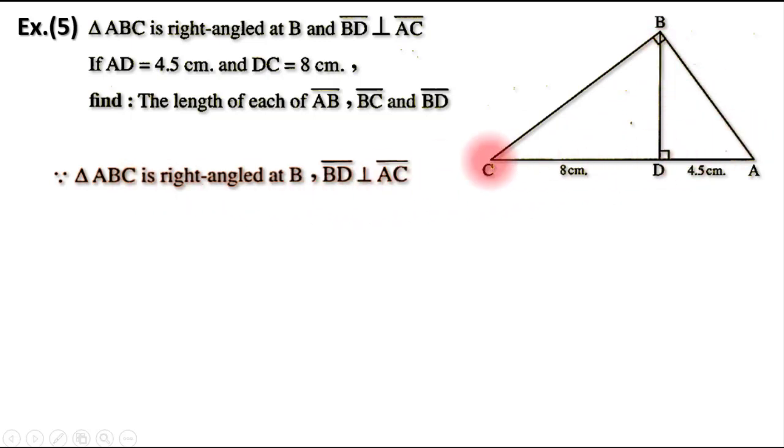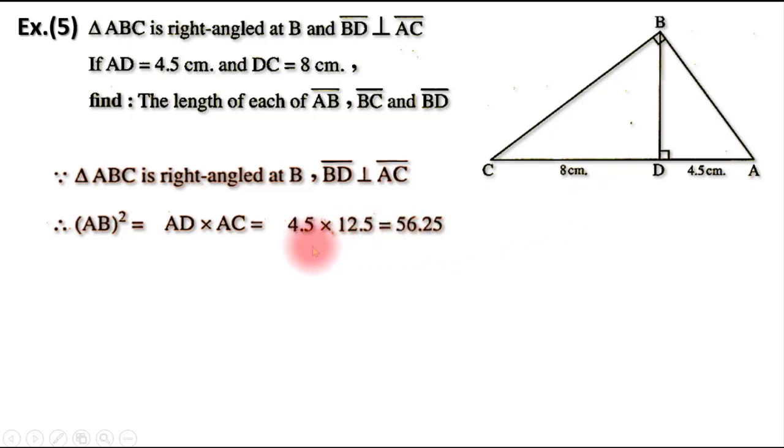Since ABC is a right angle triangle at B and BD is perpendicular to AC, therefore AB power 2 equals AD times AC. AD equals 4.5 and AC we will add 4.5 plus 8, which equals 12.5. 4.5 times 12.5 equals 56.25. Then the length of AB will equal the square root of 56.25, which equals 7.5.